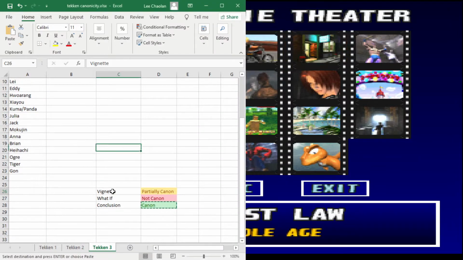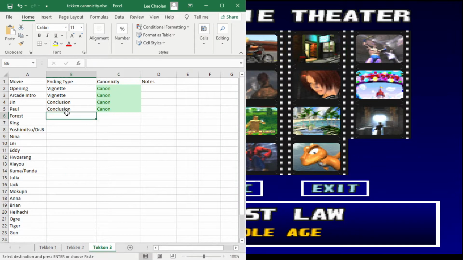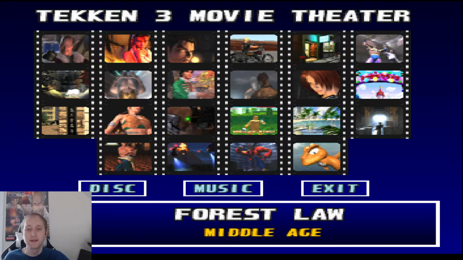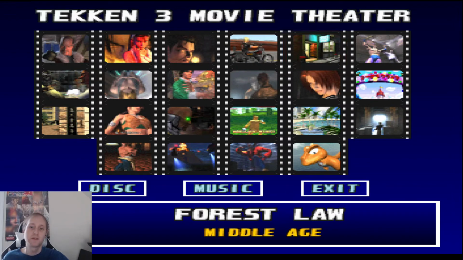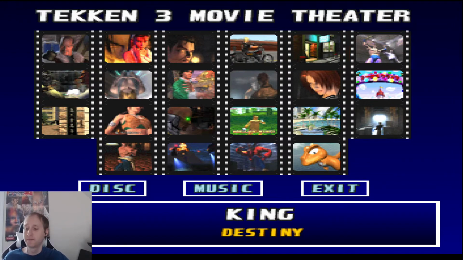So this is going to be our first Canon vignette of this game. This is just kind of a little thing that happened. It's just basically a clip of Paul training with Marshall and with Forrest, and still can't do that flip kick. But Forrest was able to because he's younger. That's the joke there. Let's check out King's ending, Destiny.